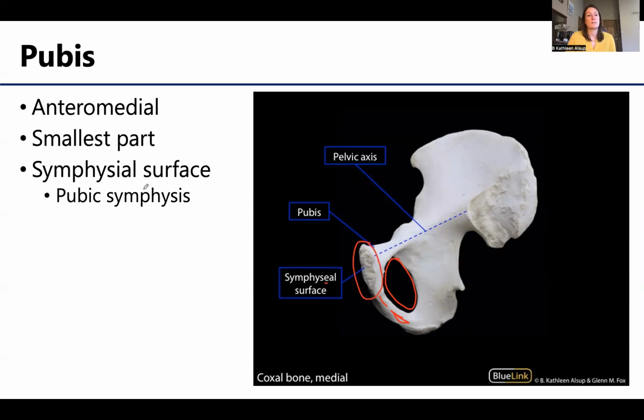You see the two different spellings here. I put them both here because you'll see both. And these two surfaces, so one, say the right symphysial surface of the pubic bone and the left, will join to form the pubic symphysis, which is one of the joints associated with the pelvic girdle.